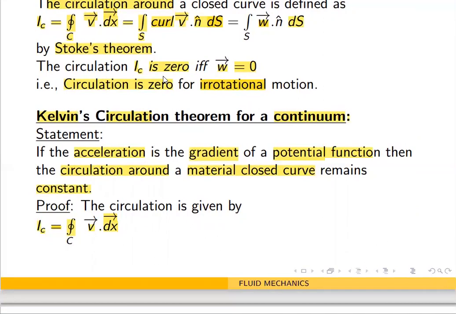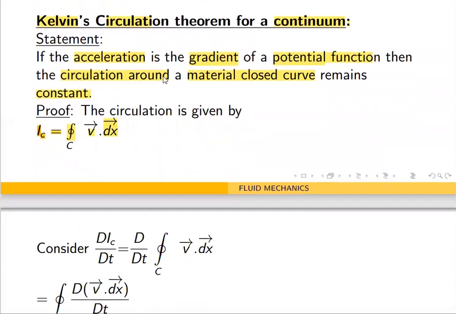We have to prove that the circulation remains constant. That means we have to prove that IC is constant. We shall take the time derivative of IC, and prove that the time derivative of circulation is 0. Therefore IC remains constant. Which time derivative are we going to take? We are going to take the material time derivative. So consider the material time derivative of this IC.